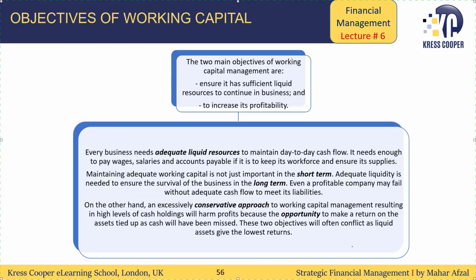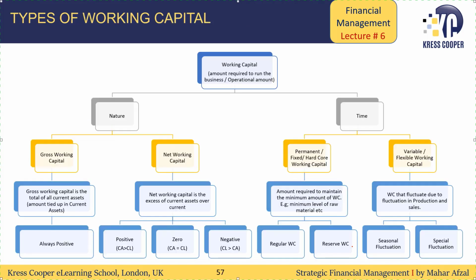It will become part of current liabilities. In the objectives of working capital, we have already decided that the objective of working capital is to maximize the wealth of the shareholder and to make sure that the entity is able to make the payments on a timely basis to avoid distress and disruption in the business. Today we are discussing types of working capital.